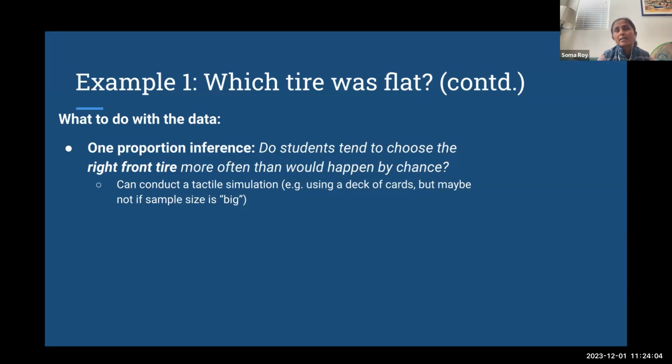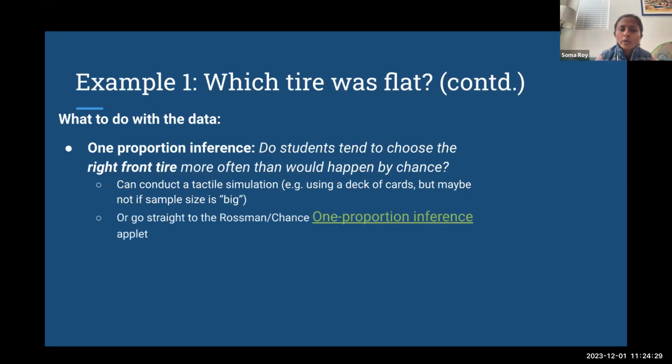Because it matters how big your class size is. If you have 50 students, you're probably not going to want them spending time doing a simulation with a class size of 50 using a deck of cards. But maybe if you only have 12 or 15 students, it's not so bad. So you could do a deck of cards, you could do a spinner, anything of that kind. Or you could go straight to the Rossmann-Chance applets, use the one proportion applet there.